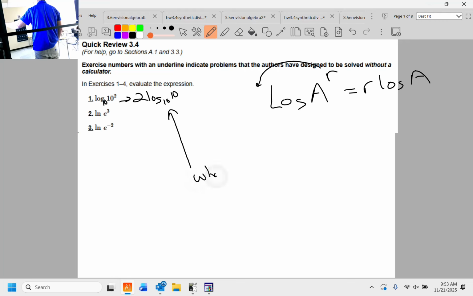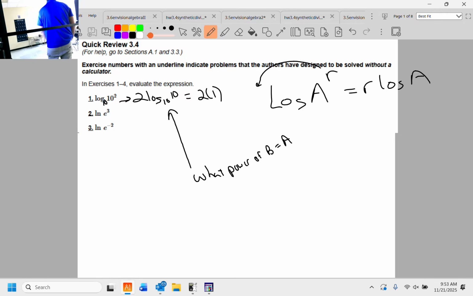The question is what power of 10, what power of the base is equal to the argument. So it is 1. Now there's already a 2 out front, so it's 2 by 1. This shall be 2.